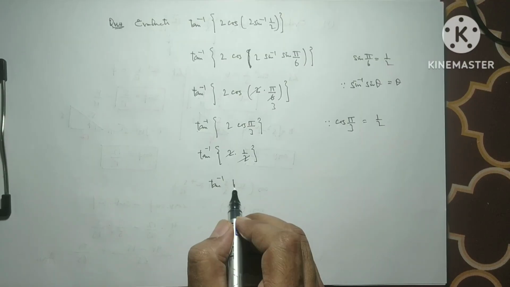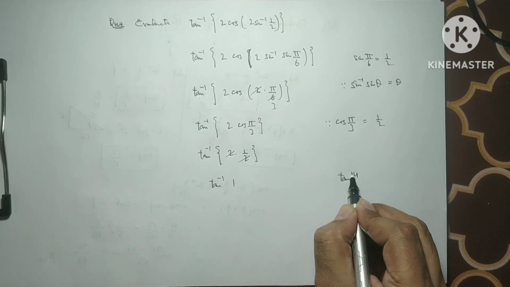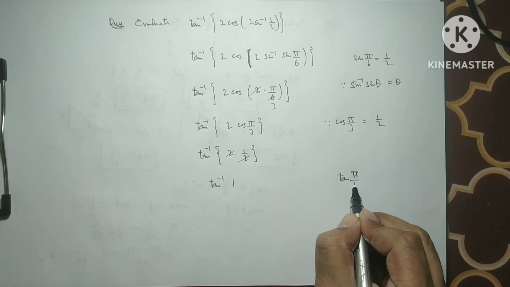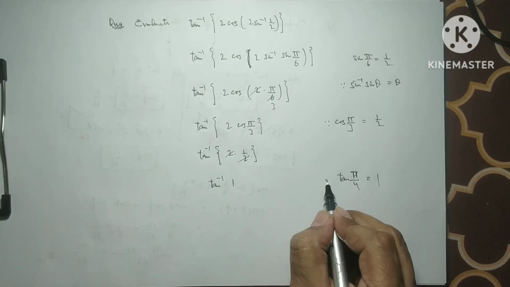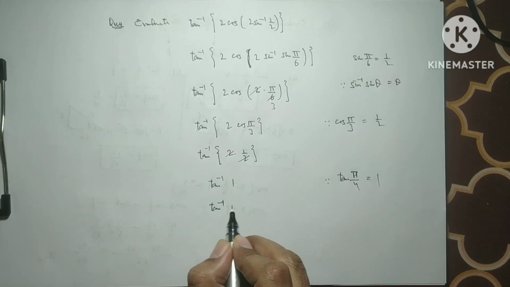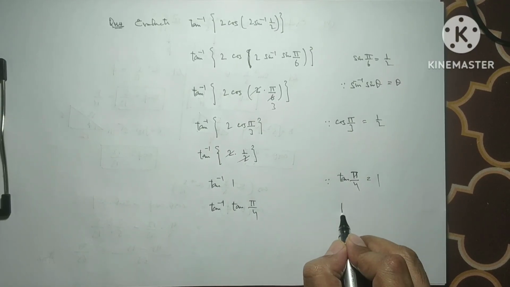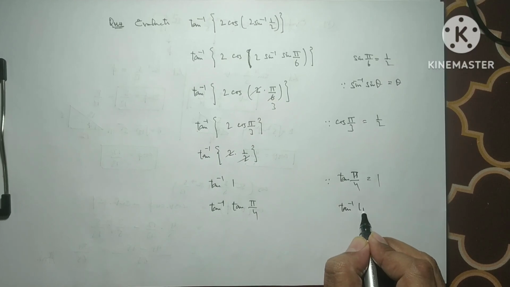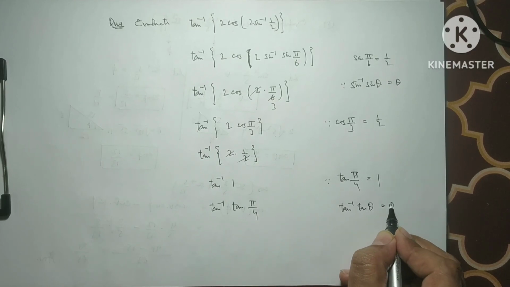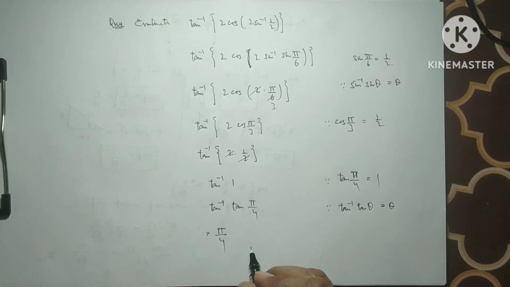So it is 1, and tan 45, or you can say tan pi by 4, is 1. It means tan inverse tan pi by 4, and by theorems tan inverse of tan theta is theta. So it means pi by 4 is the answer.